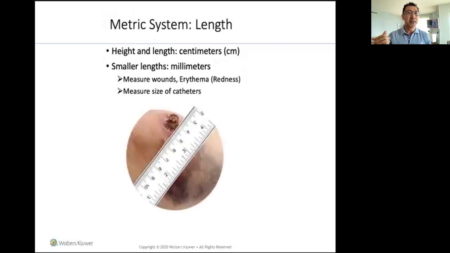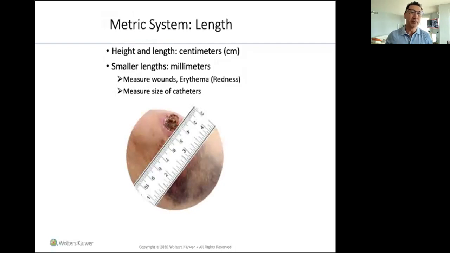You guys will be measuring wounds. I know it sounds nasty. It smells, but when a patient has a wound, we have to measure it. There are rulers and measuring tools in the hospital so that you, nurses, can measure if this wound is getting better or not.